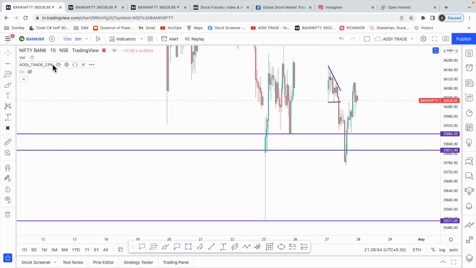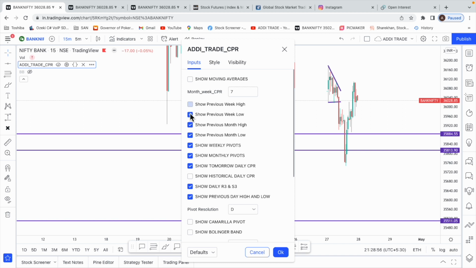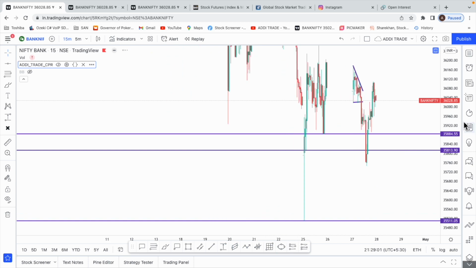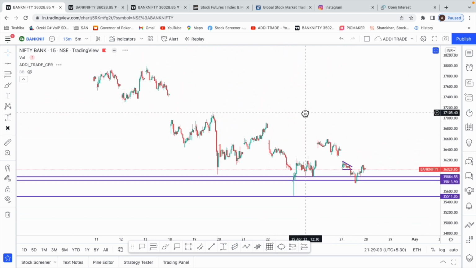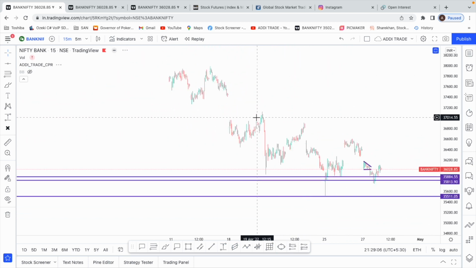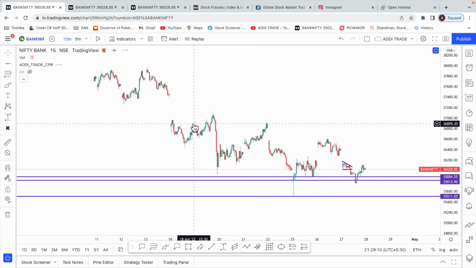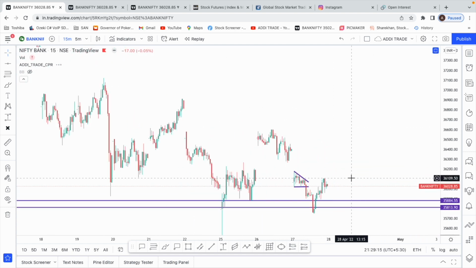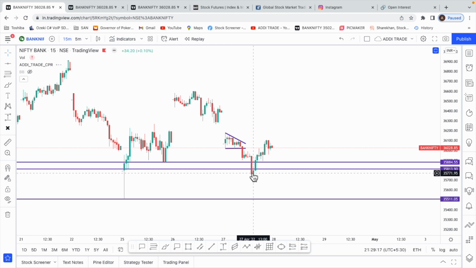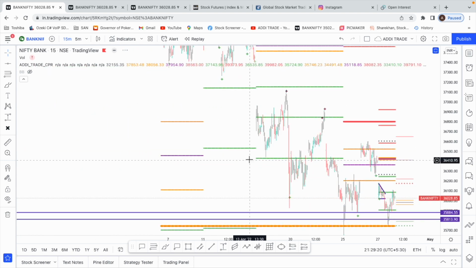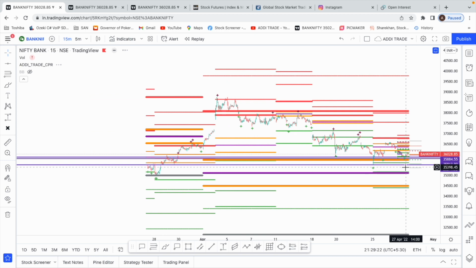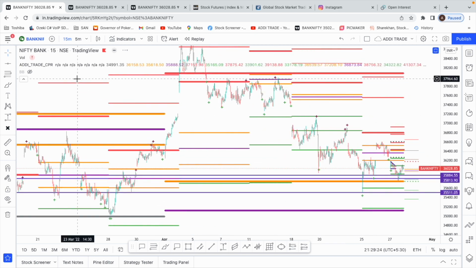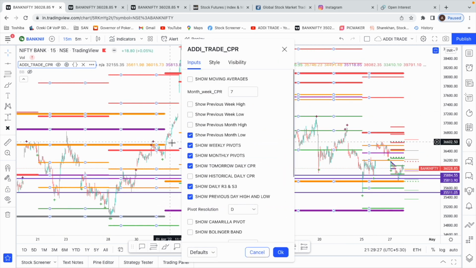Let me just show that to you quickly by just putting on only the monthly CPR. Okay, it's taking time to load. I'm not sure why. And then we ended up getting this bounce. Yeah, this came. See, when you do the back testing on this monthly CPR, right? Something else, show weekly CPR.